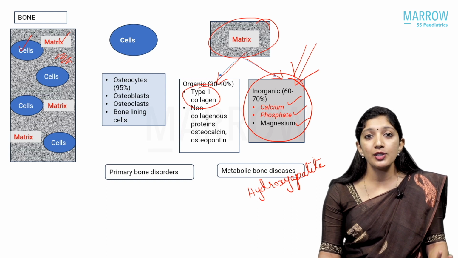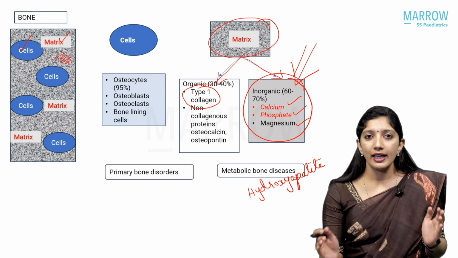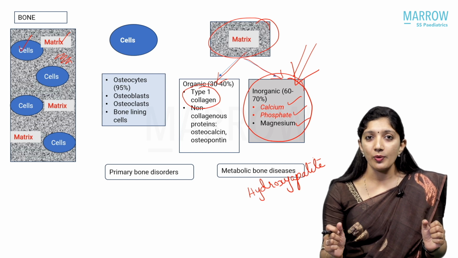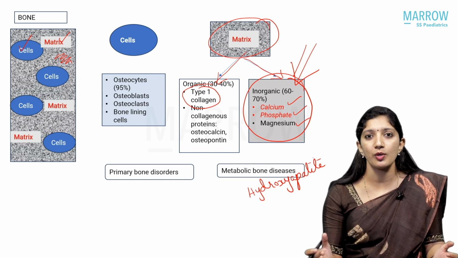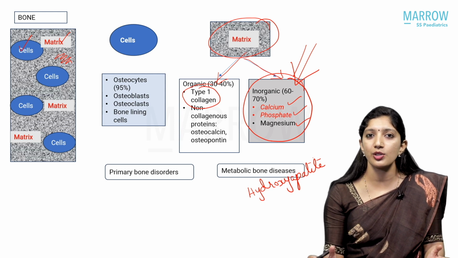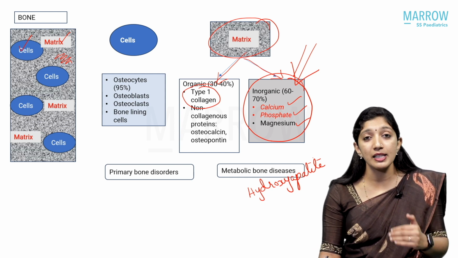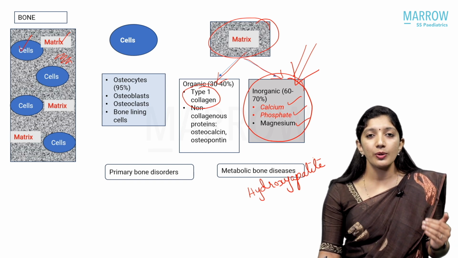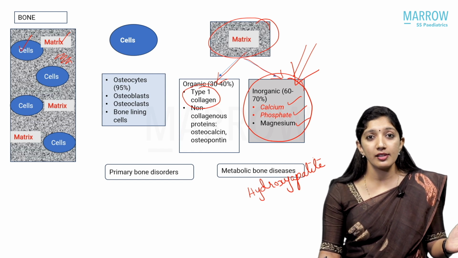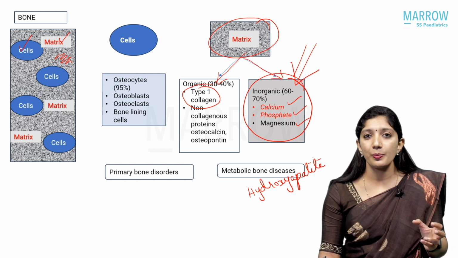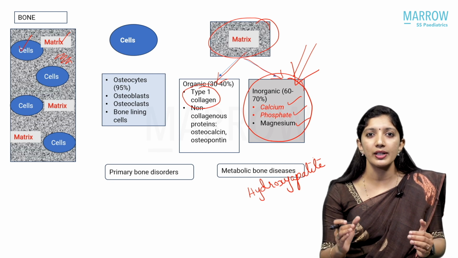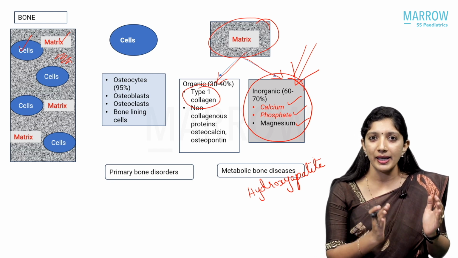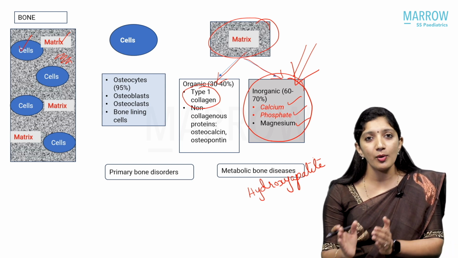The bone has mainly two functions. One is it forms the structural framework and provides strength and support for locomotion. So that is a mechanical function of the bone. And it also has a metabolic function. It is the largest store of calcium and phosphorus in the body. So in times of need, when the blood calcium is low, it can serve as a reservoir or a store of calcium which can be released into the blood to prevent hypocalcemia. So it has got a mechanical function as well as a metabolic function.